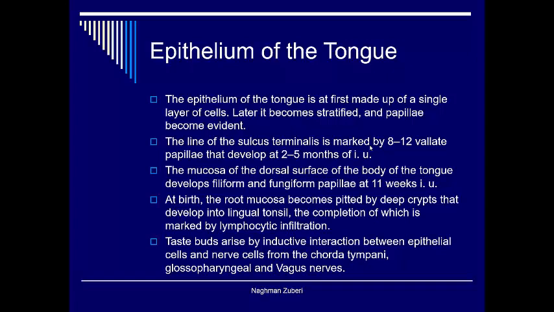The mucosa of the dorsal surface of the body of the tongue develops filiform and fungiform papillae at 11 weeks intrauterine. At birth, the root mucosa becomes pitted by deep crypts that develop into the lingual tonsil, the completion of which is marked by lymphocytic infiltration. Taste buds arise by inductive interaction between epithelial cells and nerve cells from the chorda tympani, glossopharyngeal, and the vagus nerves.